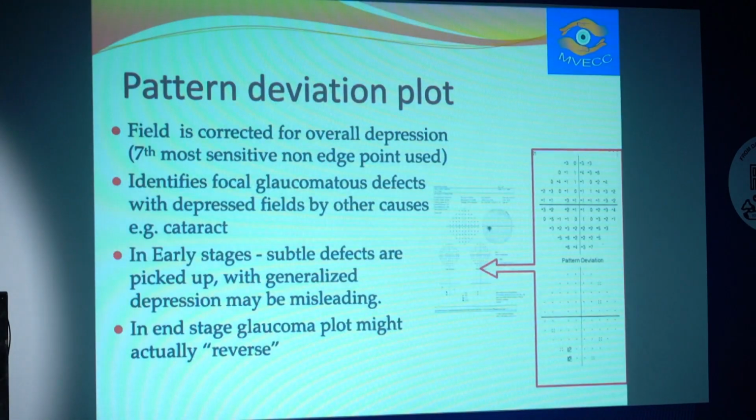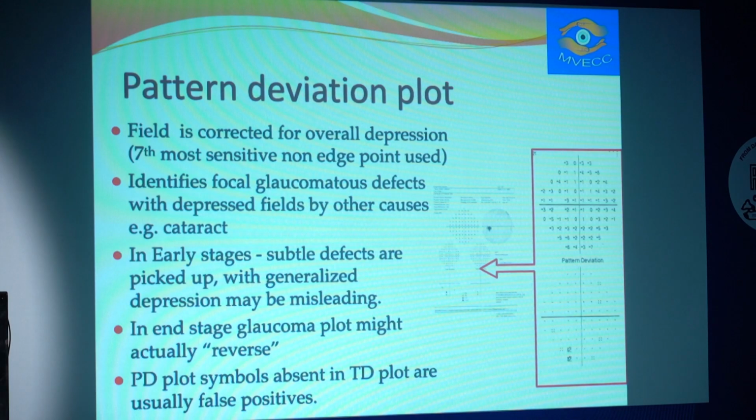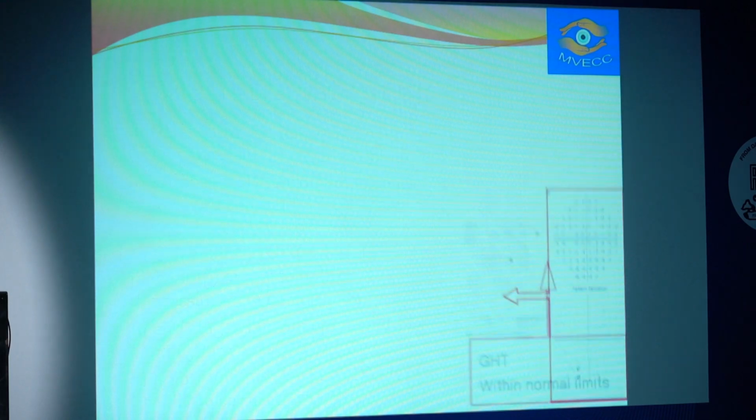So in end stage glaucoma, it can even be reversed. All the plots, all the symbols which are present in the pattern deviation but absent in the total deviation plot are usually false positives.